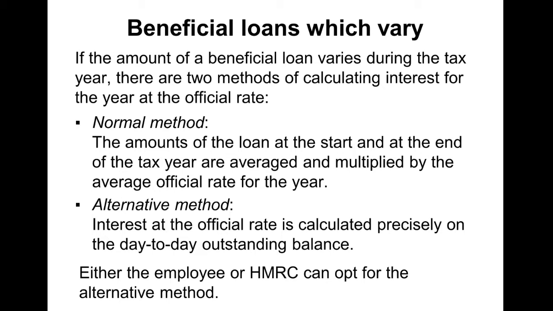The other method is more complicated, and that is the alternative method. It calculates a day-to-day rate for all the different amounts outstanding throughout the year, and then you add them up, and you get the amount payable to HMRC. The employee or HMRC can opt for the alternative method. But HMRC would insist on a method if they think somebody is trying to avoid paying tax which is due.